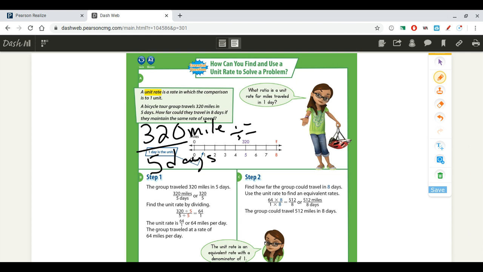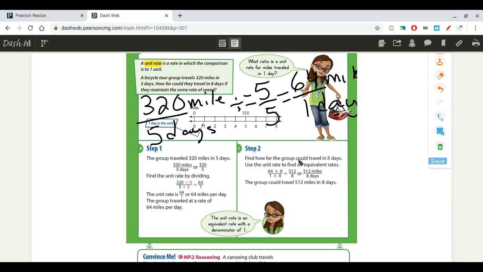The reason that I'm dividing it by 5 is once I divide both the 320 and the 5 by 5, that will give me 1 day. It will start giving me the unit rate. And so when I divide 320 by 5, I end up with 64 miles. So the bicycle tour group is traveling 64 miles per day.